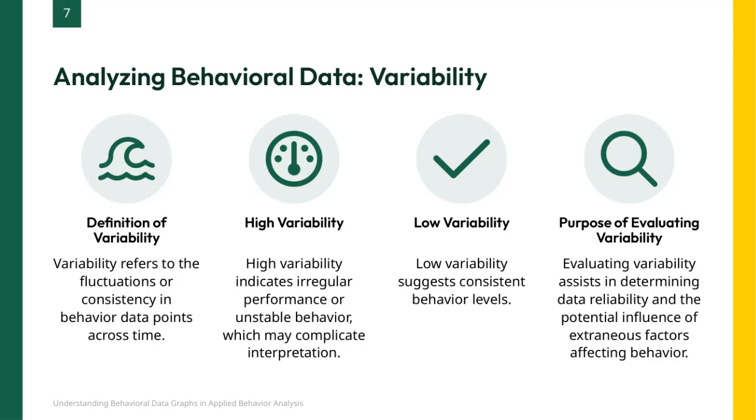When we talk about variability in behavioral data, we're referring to how much the data points fluctuate or stay consistent over time. If there's high variability, it means behavior is quite irregular or unstable, which can make it tricky to draw clear conclusions. On the other hand, low variability shows that the behavior is consistent and steady.